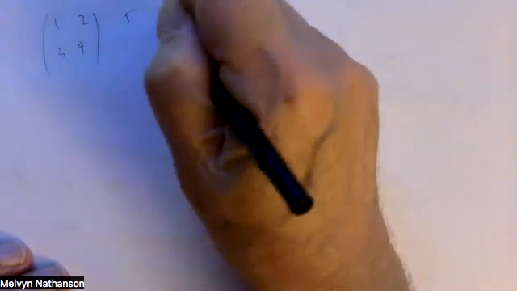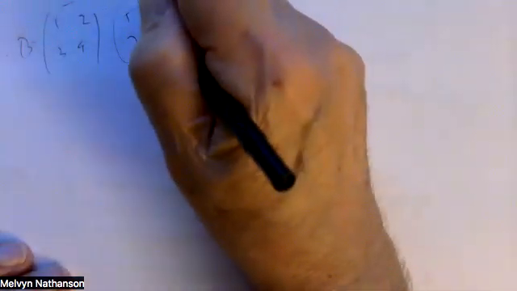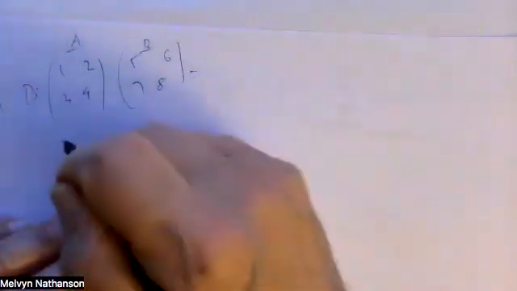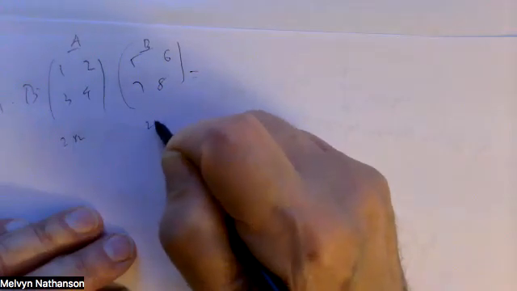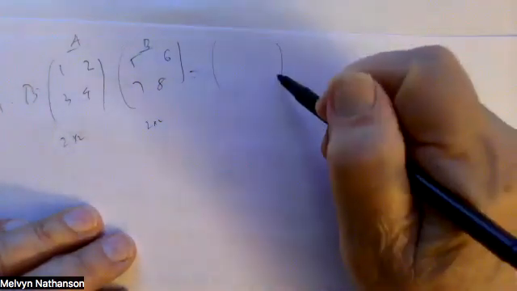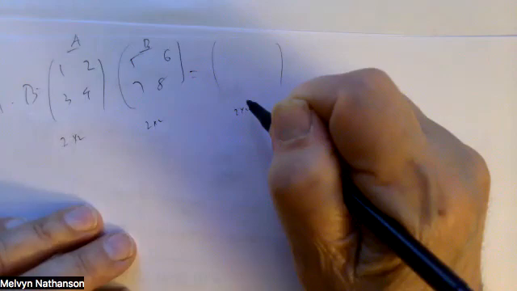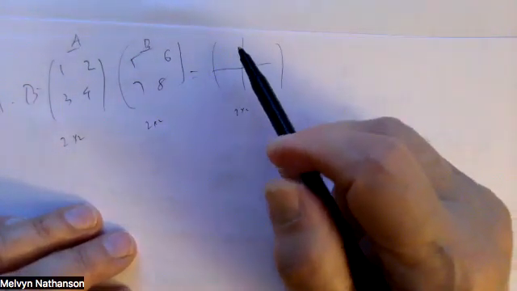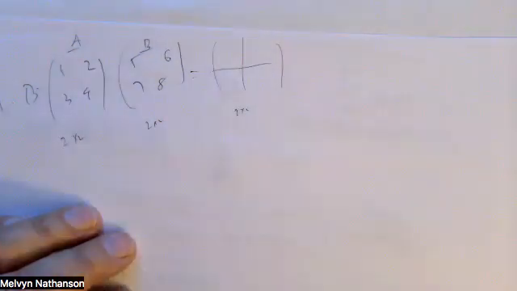So suppose I take the matrix, I don't know, 1, 2, 3, 4, and the matrix 5, 6, 7, 8. This is my matrix A, and this is my matrix B. So this is a 2 by 2 matrix, and this is a 2 by 2 matrix. And the product's going to be a 2 by 2 matrix. So you have to plug numbers into all four places, 2 in the first row, 2 in the second row.